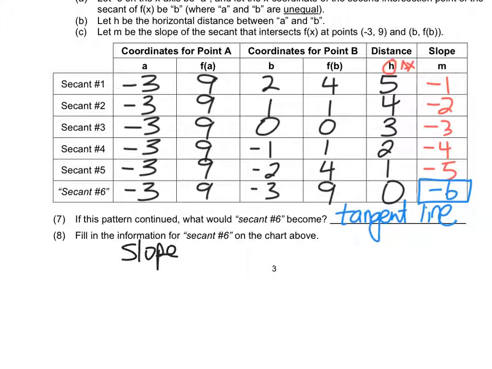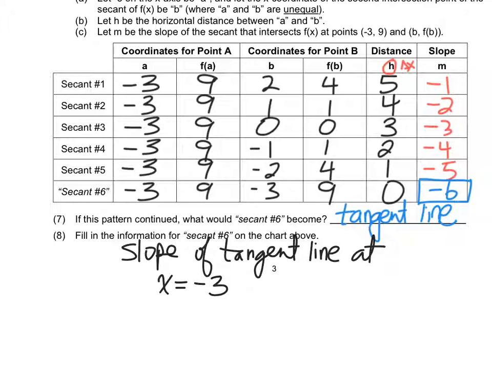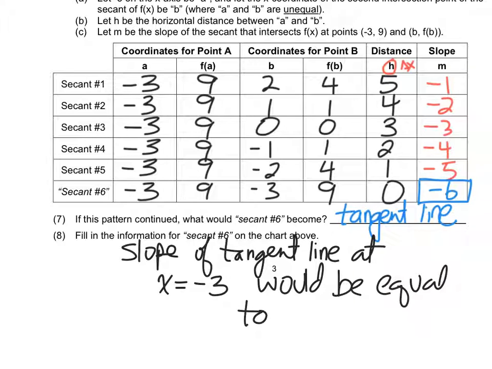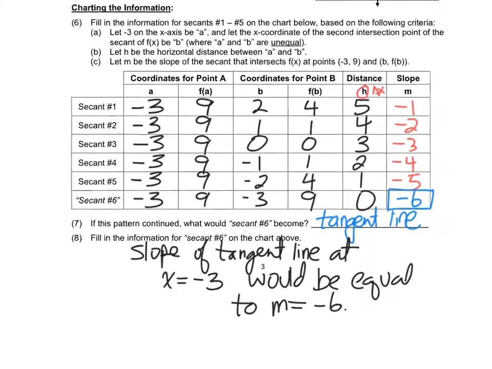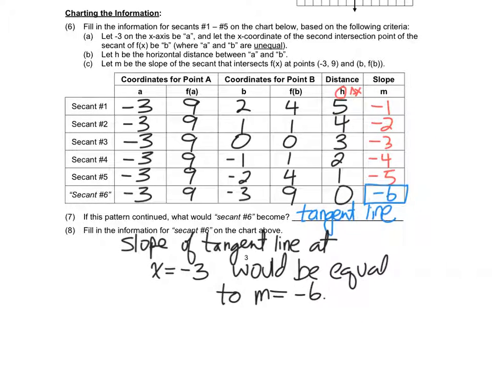Slope of the tangent line at x equals, what was it, -3, would be equal to, all right, m equals -6. So previously we were not able to find a tangent line slope because the math wouldn't work itself out algebraically. You can't take change in y over change in x with 2 identical coordinates.